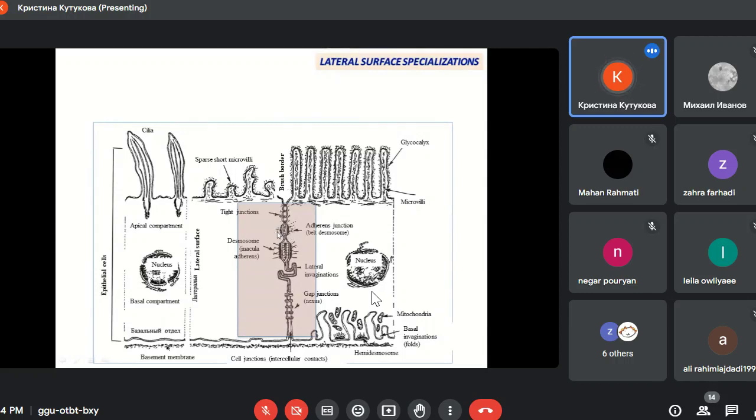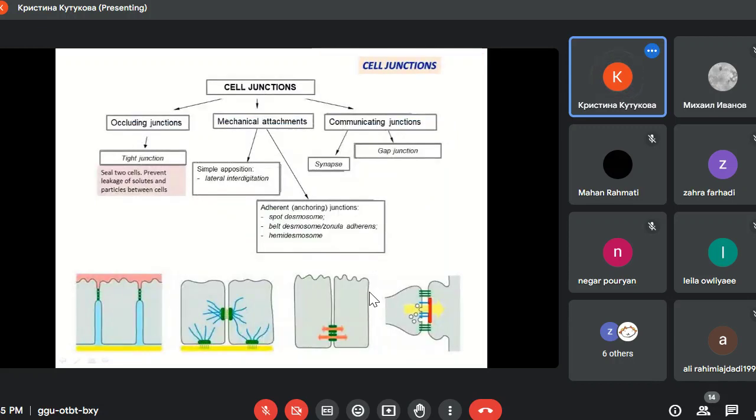Next will be adherens junction or belt desmosome. It is a junction for attachment, mechanical attachment of the cells. Next will be desmosome or macular adherens, and next can go lateral invaginations and gap junctions or nexuses.